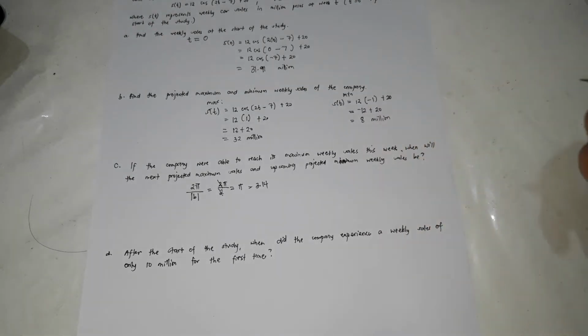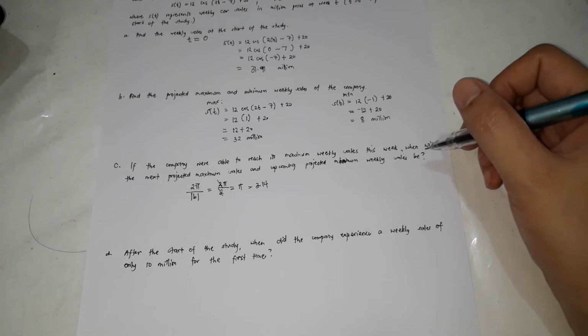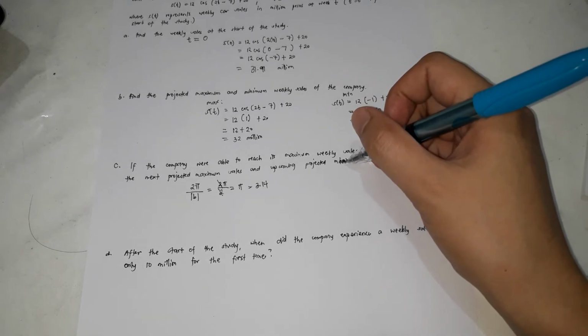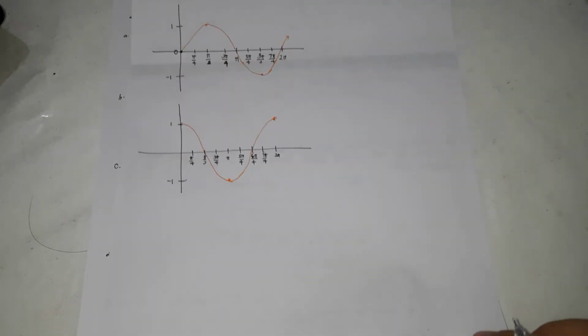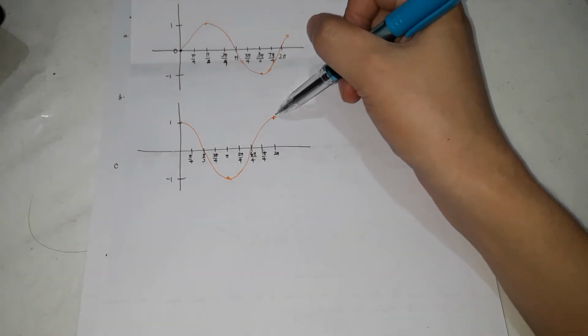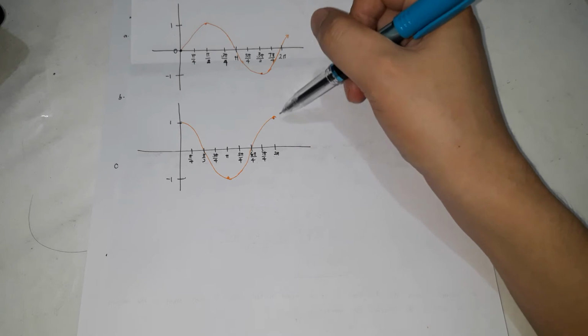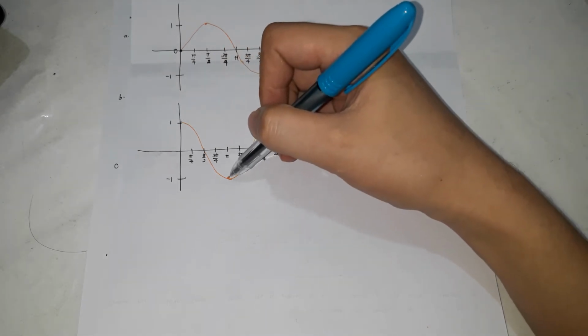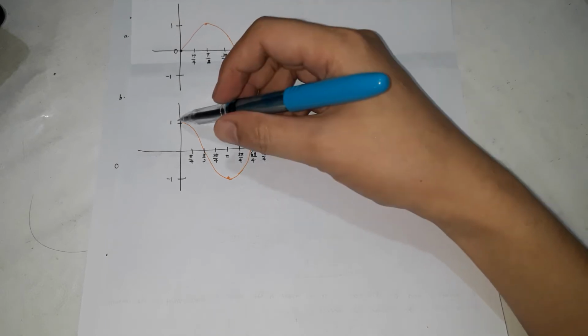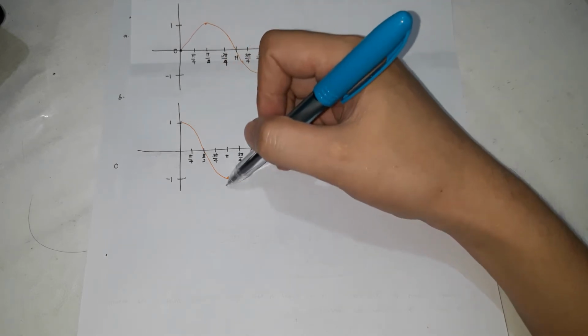So for us to know how many weeks it will be to have the minimum, as you can see again, the one period is the highest. After half a period, we're going to have the lowest. So after half a period, we're going to have the lowest sale.